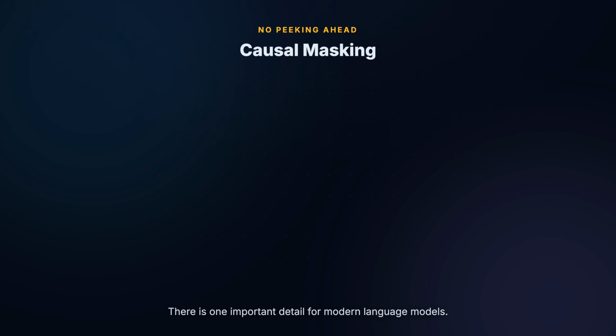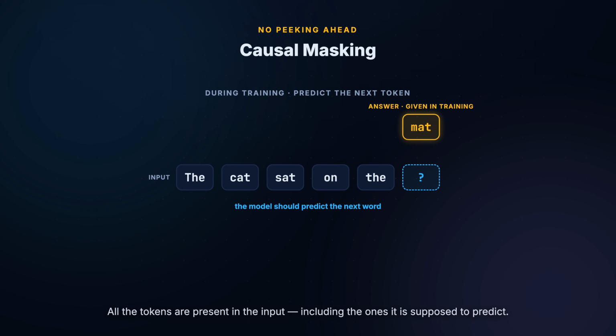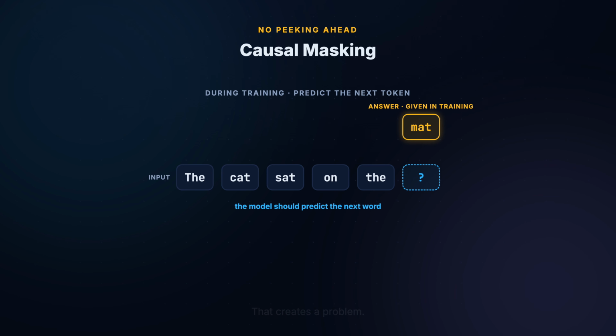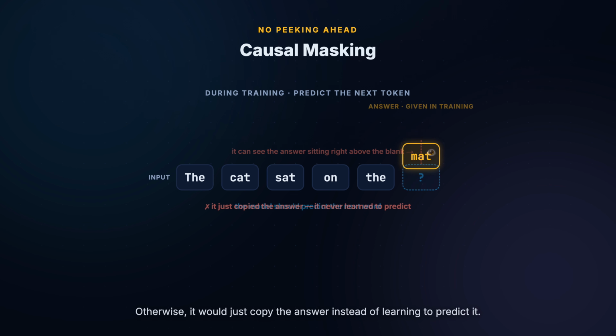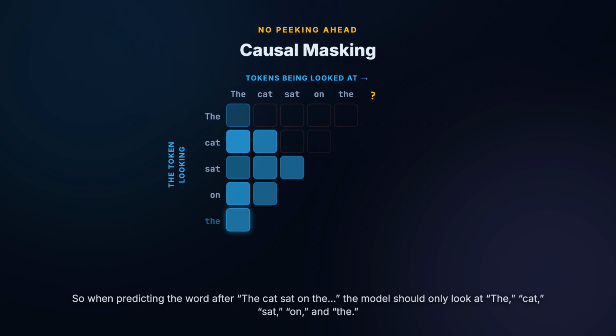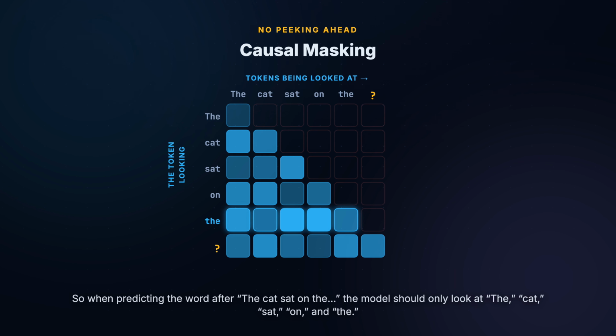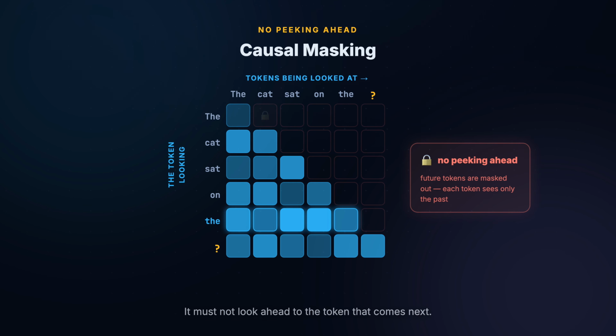There is one important detail for modern language models. During training, the model is shown the entire sentence at once. All the tokens are present in the input, including the ones it is supposed to predict. That creates a problem. When the model learns to predict the next token, it must not peek at the tokens that come after it. Otherwise, it would just copy the answer instead of learning to predict it. So, when predicting the word after "the cat sat on the," the model should only look at "the," "cat," "sat," "on," and "the." It must not look ahead to the token that comes next.